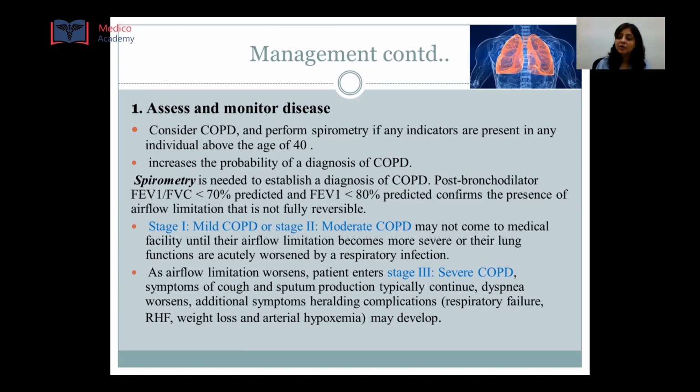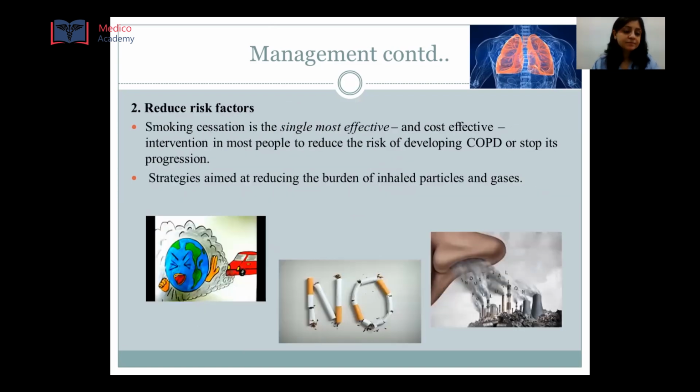So stage 1, which is mild COPD, or stage 2, which is moderate COPD, may not come into a medical facility until their airflow limitation has become more severe or their lung functions have been acutely worsened by a respiratory infection. Now, as this airflow limitation worsens, the patient will enter stage 3, which is severe COPD, where the symptoms of cough and sputum production will typically continue, and dyspnea will worsen. Additional symptoms heralding complications like respiratory failure, right-sided heart failure, weight loss, and arterial hypoxemia may develop.